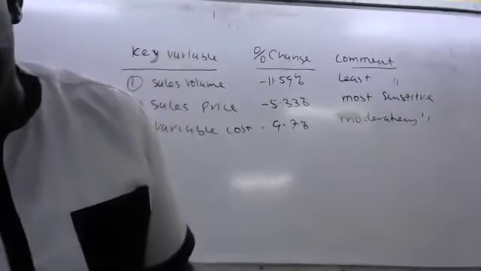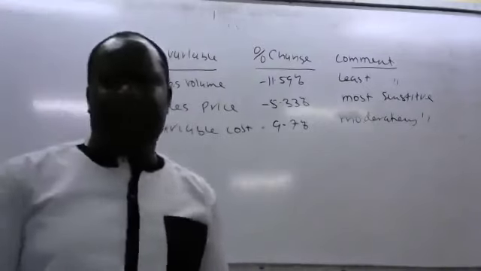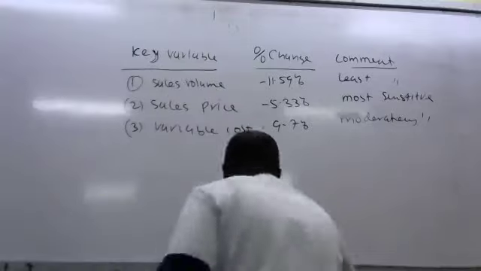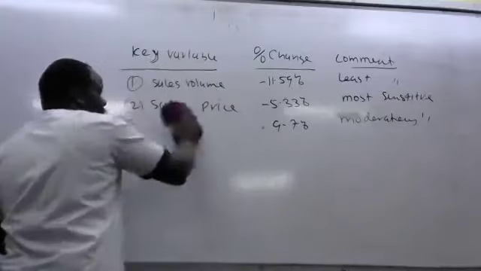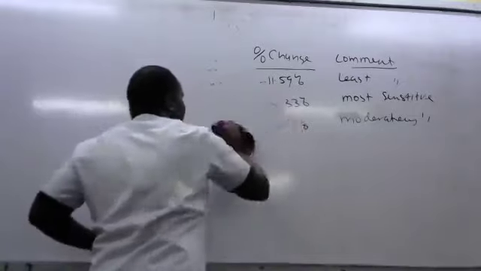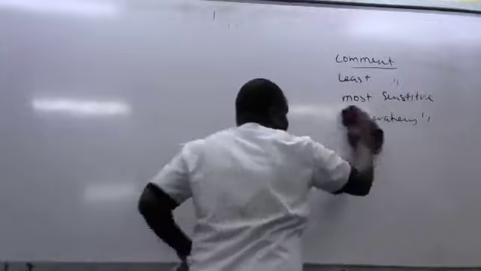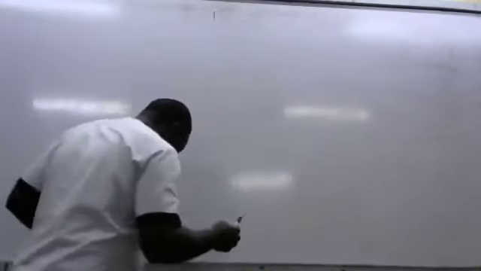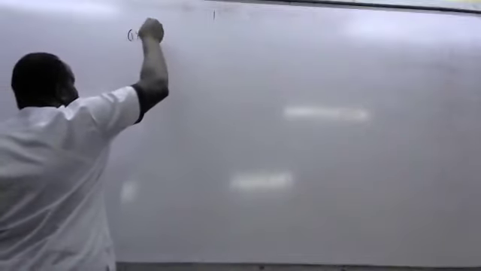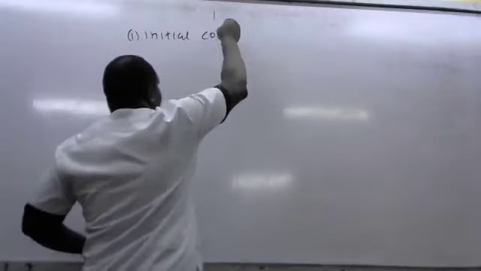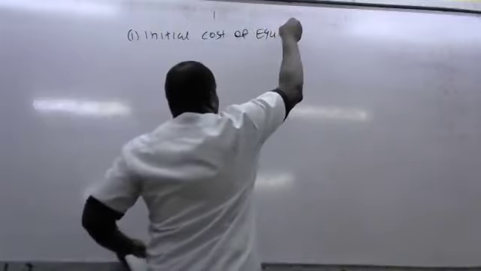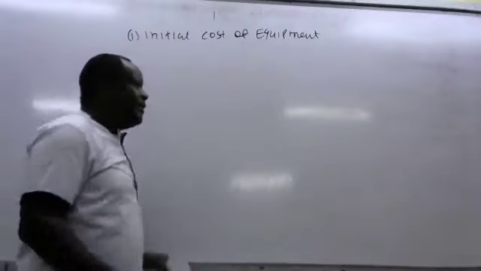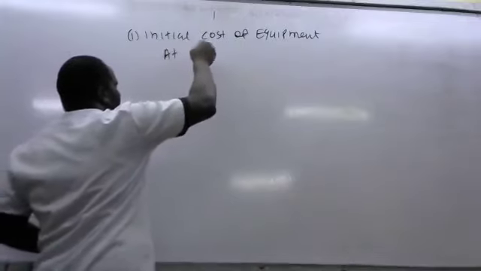So we start with Roman letter 1. Roman letter 1 is the initial cost of the equipment. It is still at the break-even point.